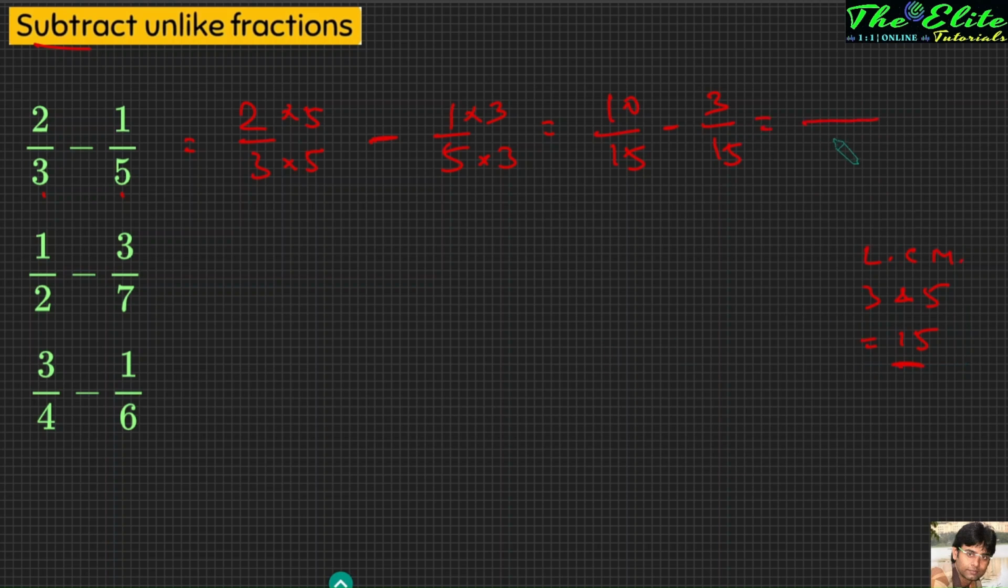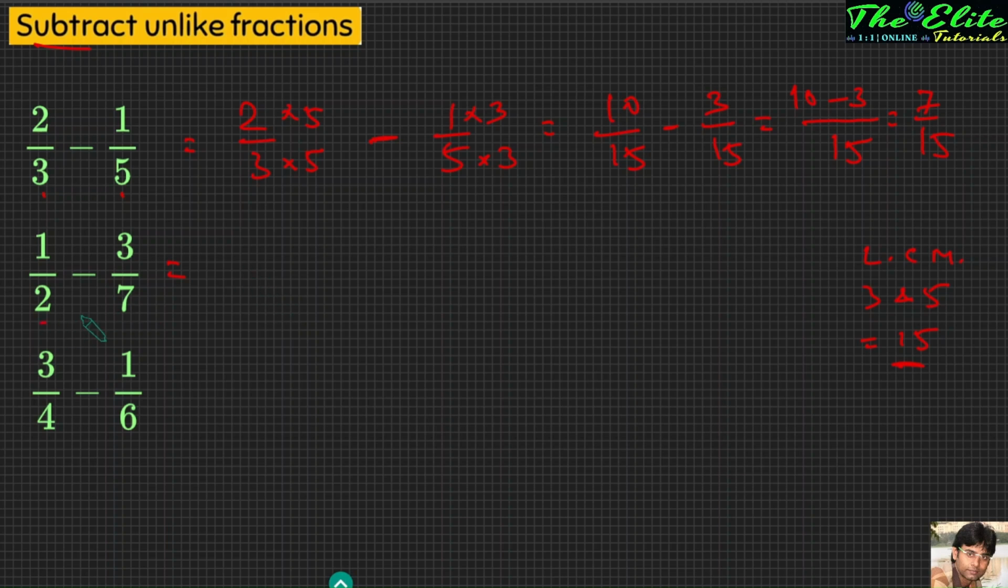You will do the same process. 15 will be written as the common denominator, and 10 and minus 3 will be written in the numerator. It is going to be 7 by 15. That's the answer. So here, directly, see, there is one more method which I want to tell you.